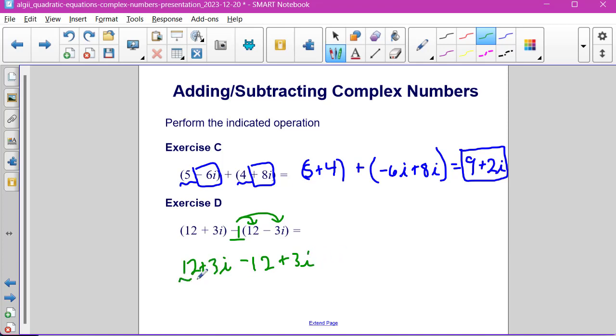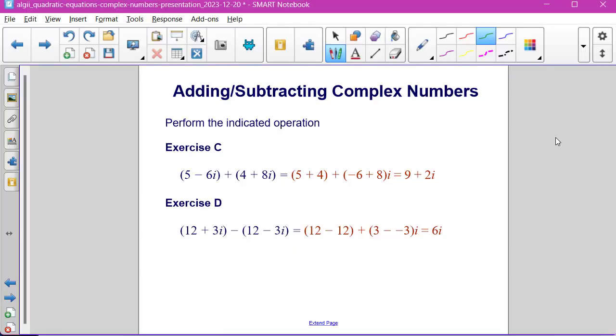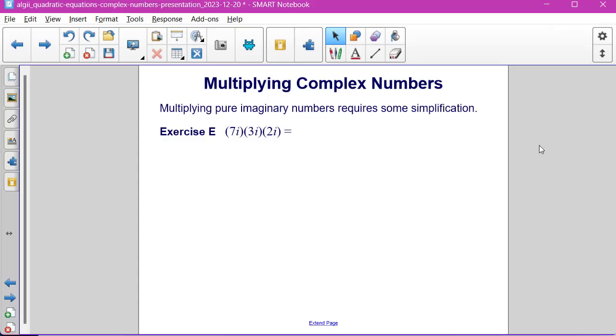And then if we combine our like terms together here, I agree that 12 minus 12 does equal 0, but now we have 3i plus 3i, which ends up simplifying to 6i. And here are the solutions to exercises C and D, and they do match the solutions that we found when we worked them out. When multiplying pure imaginary numbers, some simplification is required.